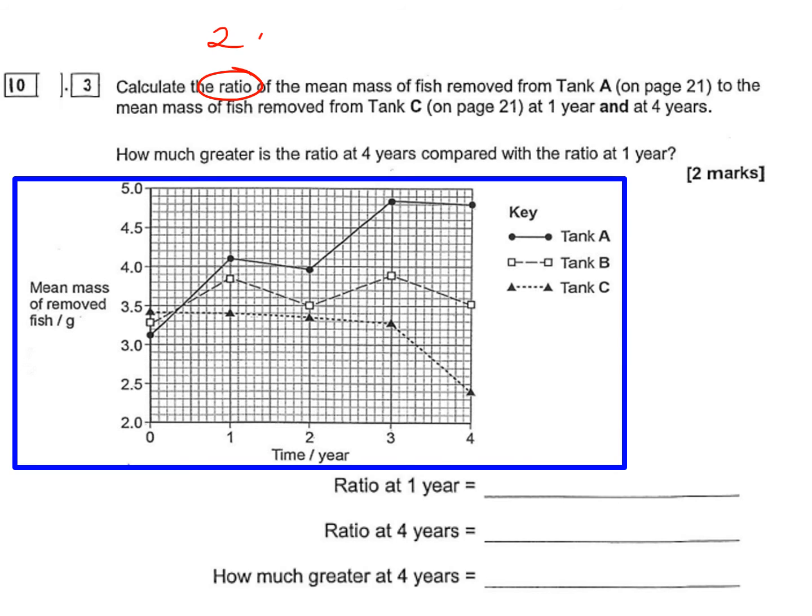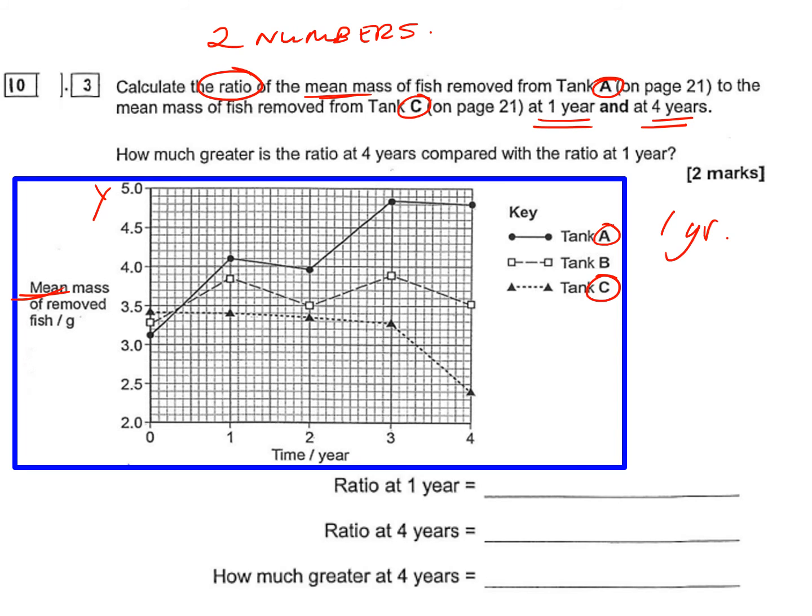Now you need two numbers for a ratio. Mean mass, so we've got mean mass on the y-axis from tank A. So we've got tank A here, and to the mean mass of fish removed from tank C. So tank C is the dotted line there, at 1 year and at 4 years. So each ratio we're going to have two values. So we'll do 1 year first.